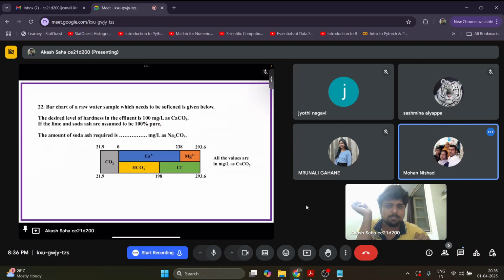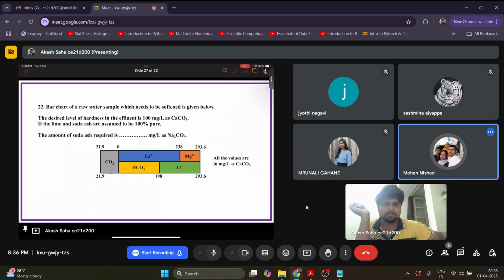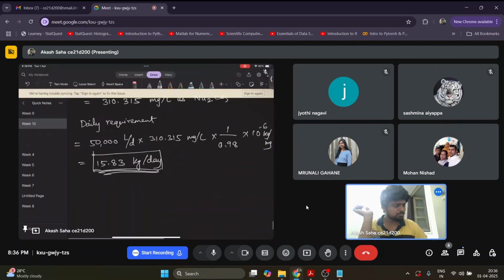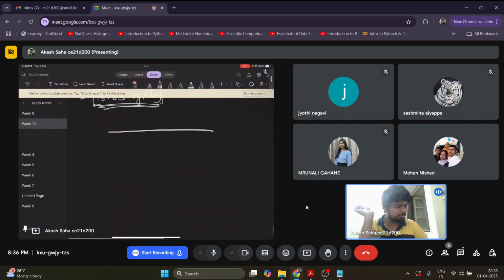293.6 no, or 238. 238 is the total calcium hardness, out of which HCO3 minus is the carbonate hardness and the rest will be non-carbonate hardness, right? Just see here. This diagram you should learn to read very carefully.